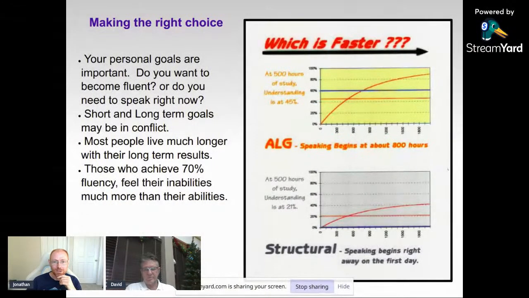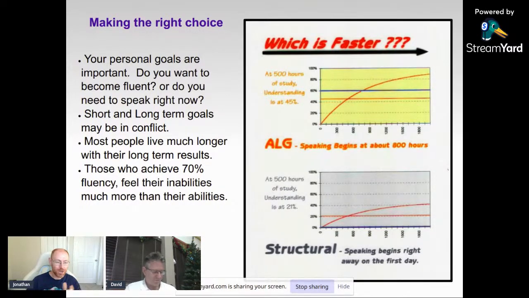So the key point here is, if we take a long-term view, ALG, the natural way, is the fastest way to truly acquiring the language, to truly being able to speak as close to what a native would be able to speak for that given individual, wherever their ceiling may be. However, the key trap, and maybe we should coin a term for this, is that in the short term, it looks like the structural way is faster. And so people being impatient and not really understanding the whole process get sucked into this short-term thinking where they think, okay, this is faster.